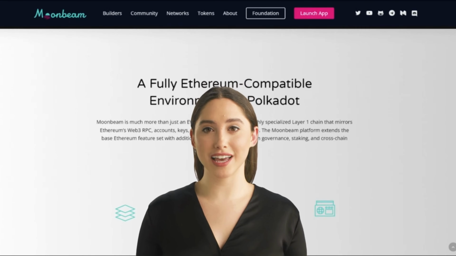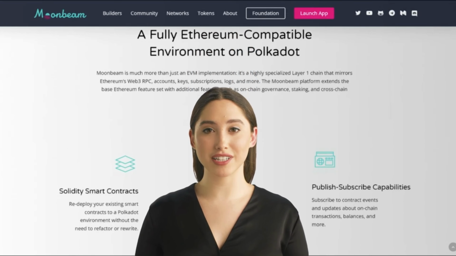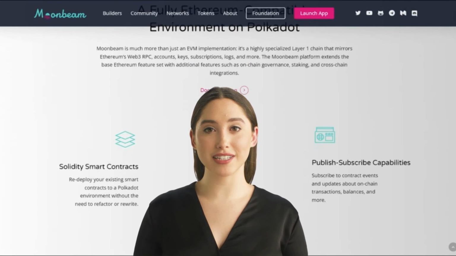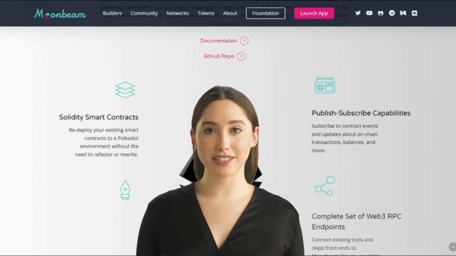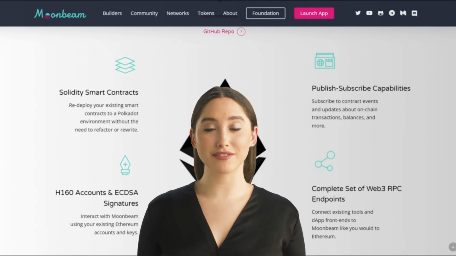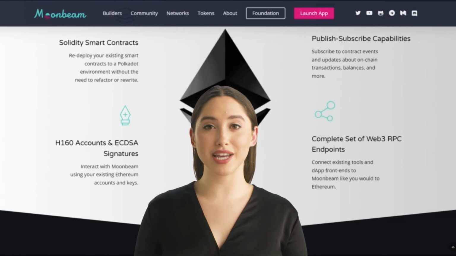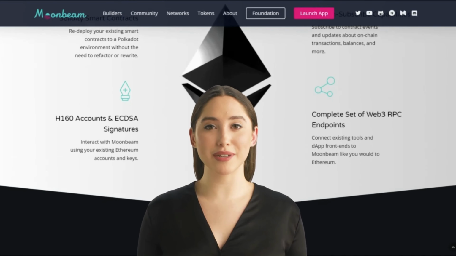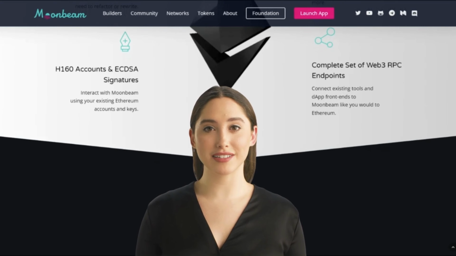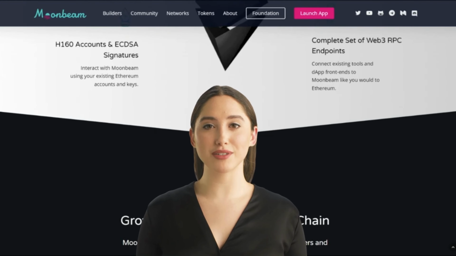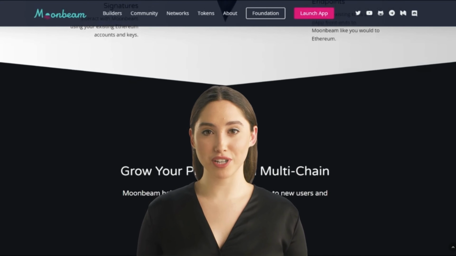GLMR, on the other hand, is the native token of the Moonbeam network. It is used as a medium of exchange within the ecosystem, as well as for staking, transaction fees, and governance. GLMR is an ERC20 token on the Ethereum network and a native token on the Moonbeam network. Overall, Moonbeam GLMR is the native token of the Moonbeam network that enables various use cases within the ecosystem, including transactions, governance, and staking.